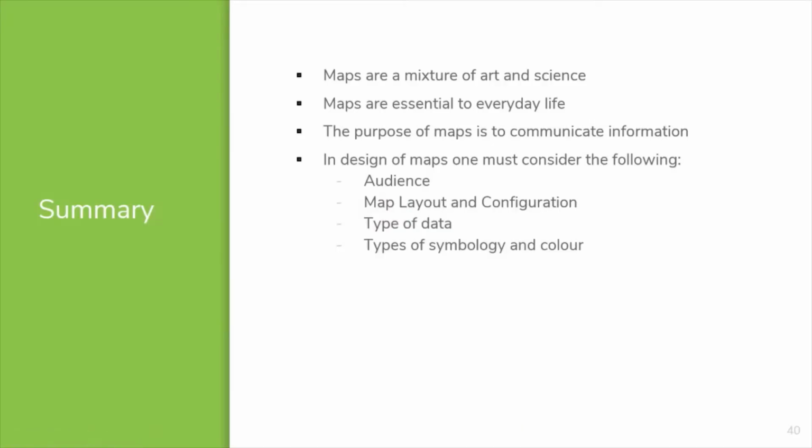So just in summary, maps are a mixture of art and science, or map making is a mixture. I guess the product, which is a map, is a mixture of art and science. Maps are essential to everyday life. Right now, they are very indispensable. We use maps almost for everything, location information, for a lot of things. The purpose of maps is to communicate information. And in the design of maps, one must consider the following, which is audience, map layout and configuration, types of data, and types of symbology and color schemes that we will use.